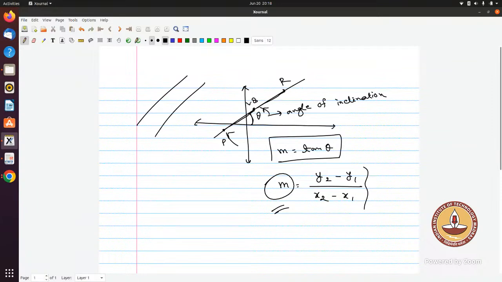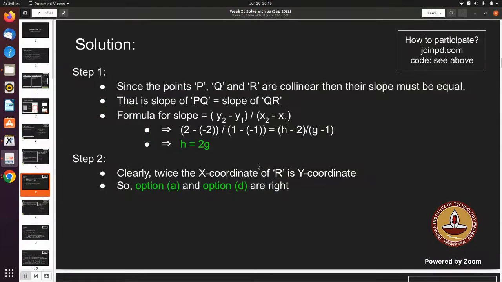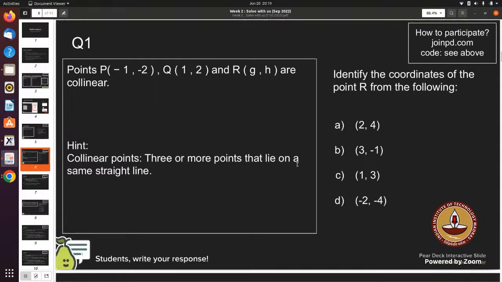If I calculate the slope through Q and R, that slope should be equal to the slope calculated by point P and point Q. That is what we have done, and that will give us the equation h equal to 2g. Now, when h and g are related among these 4 points, when h is 2 and g is 4, or h is -2 and g is -4, right? So options A and D are correct. Is it clear? Okay, fine.